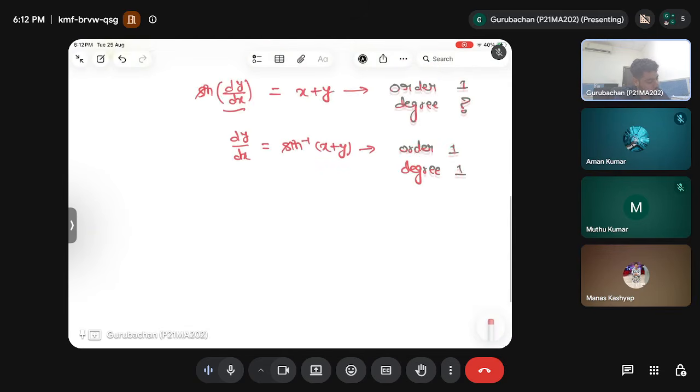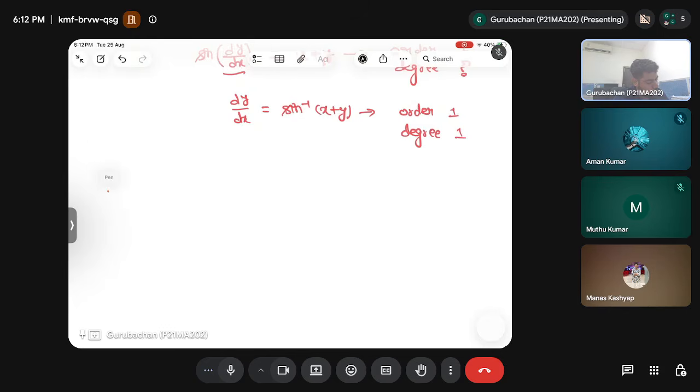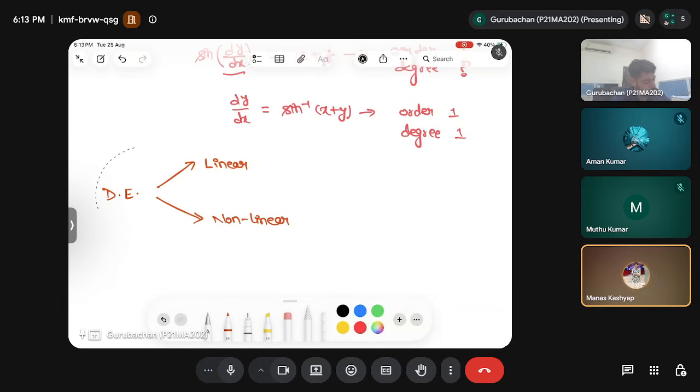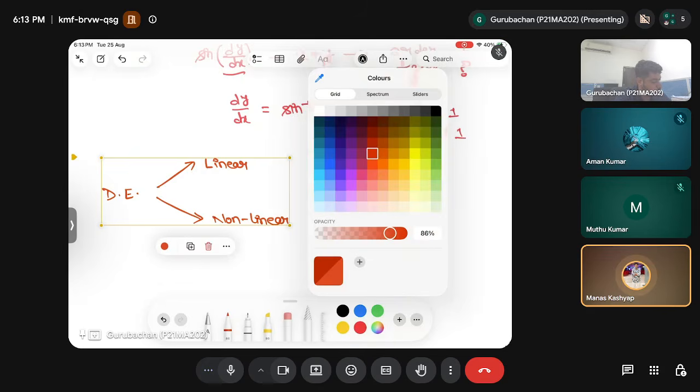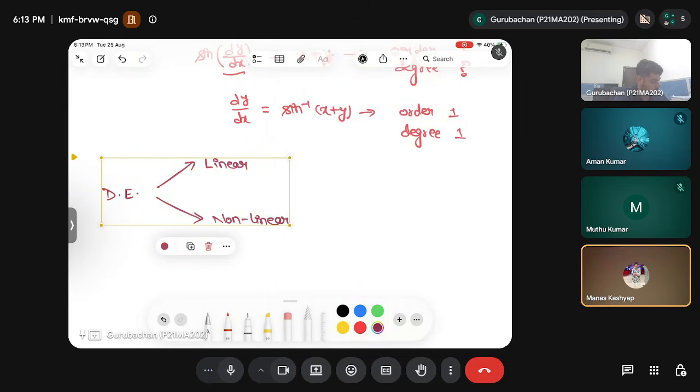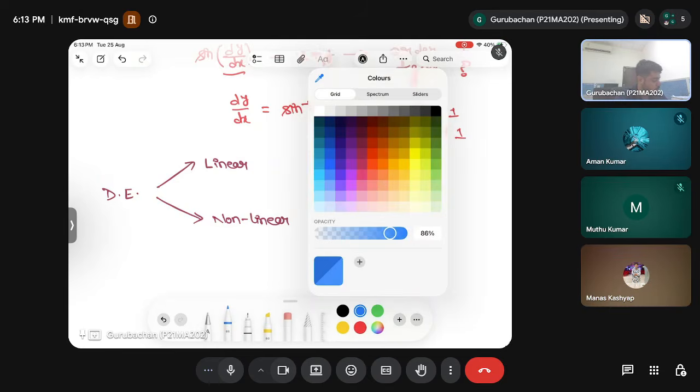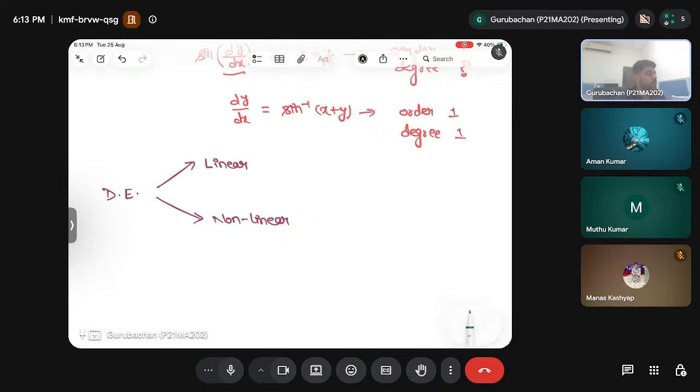See, there are classifications of differential equations. One is with respect to ODE or PDE. Now what about linear or non-linear? How will you decide? Linear is clear, with degree 1, and non-linear with degree more than 1. So everybody agrees with this? Degree 1.